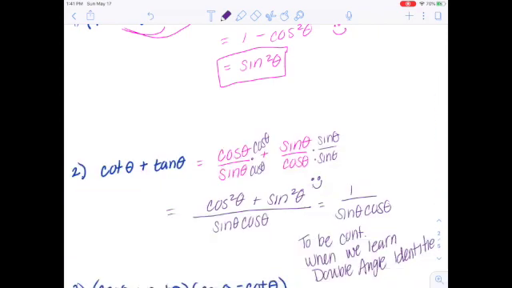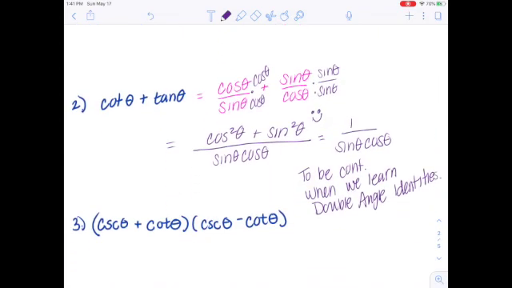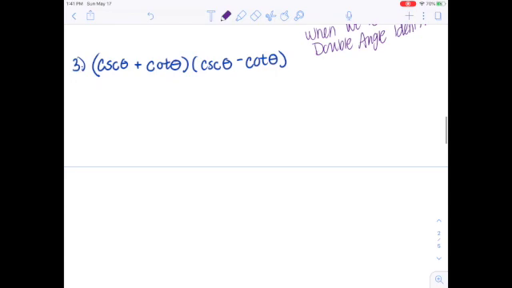Okay, oops. So sorry to leave you hanging there, but you get to see the beginning techniques before we add some more. Number 3, we've got cosecant of theta plus cotangent of theta times cosecant of theta minus cotangent of theta. To me, I look at that as a difference of squares. So you can expand that out as cosecant squared of theta minus cotangent squared of theta.